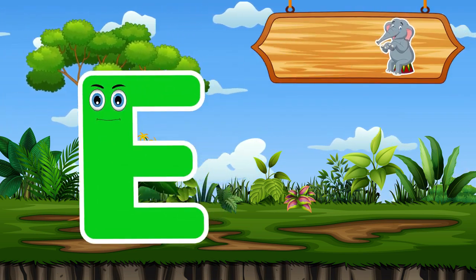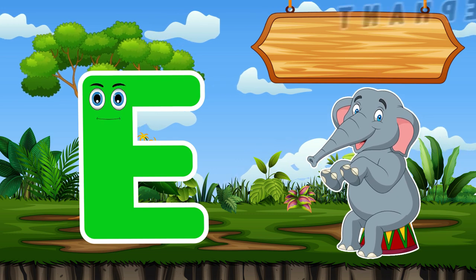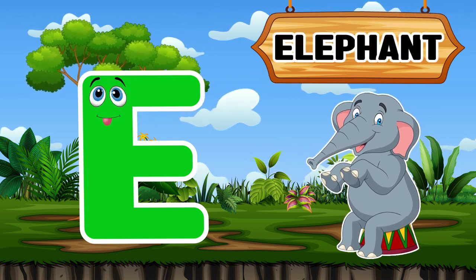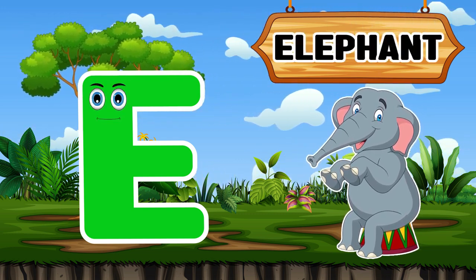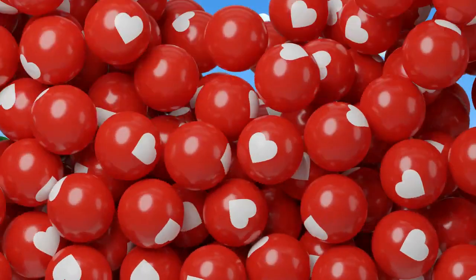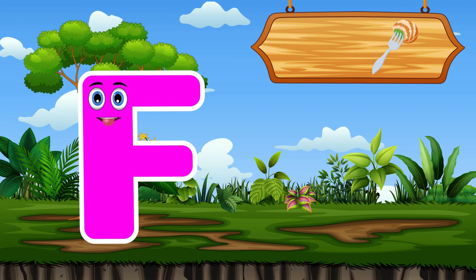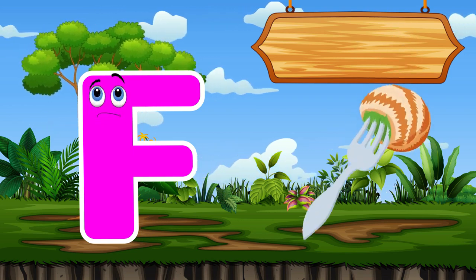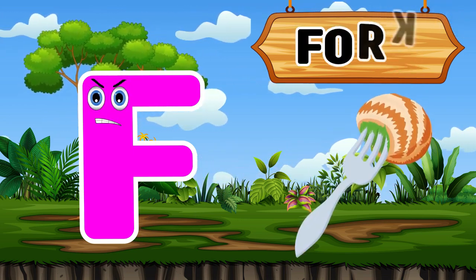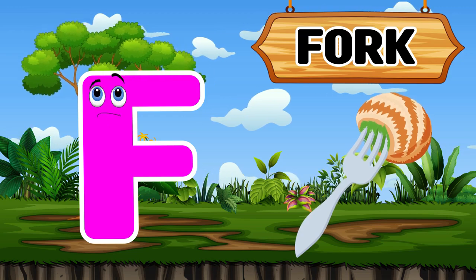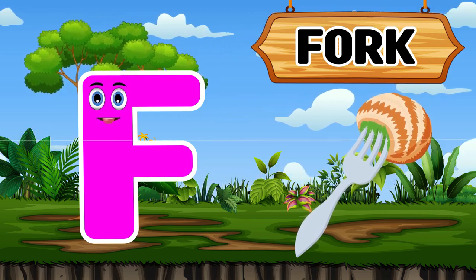E. E is for elephant. This is the letter F. F is for fork.